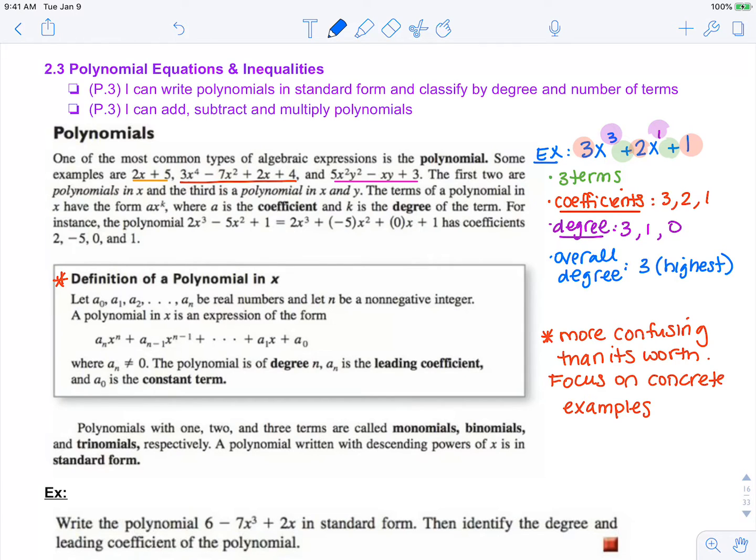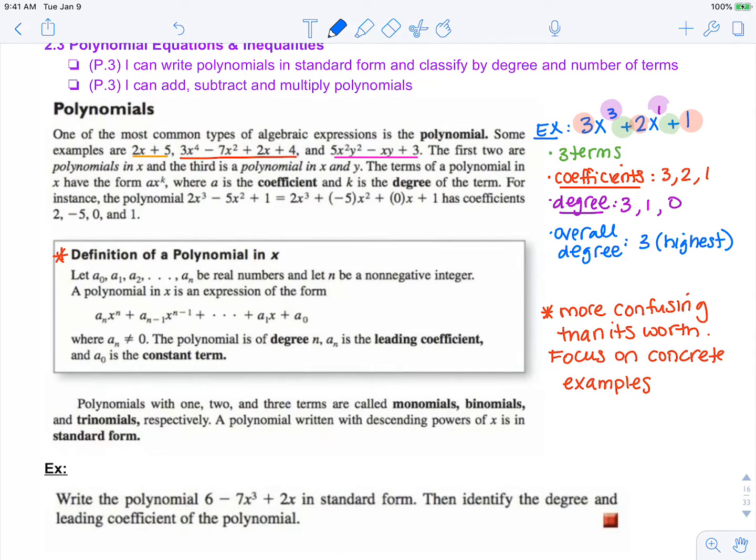out of each term. Now here below, you see a very formal definition of a polynomial. I just want to note that this definition, while it is given to us in our textbook, it's more confusing than what it's worth, and we will just focus on more concrete examples together. A last little bit of vocabulary I want to focus on.